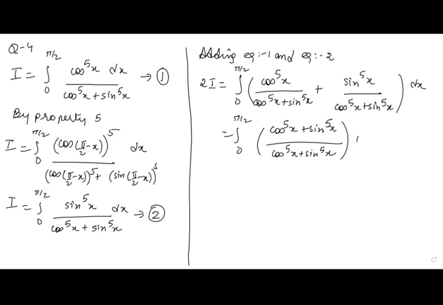dx. As you can see that the numerator and denominator are the same, I can cancel them out and I will be left with just dx. Integration of dx is x, limit is 0 to pi by 2. So keeping the upper limit will give me pi by 2 minus the lower limit 0, which is 0. So my final answer is pi by 2.